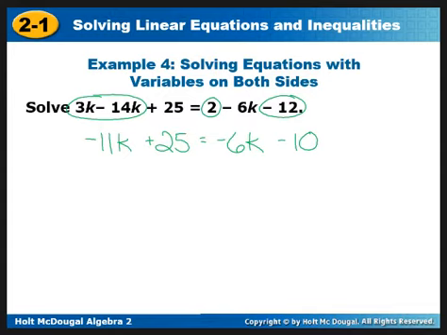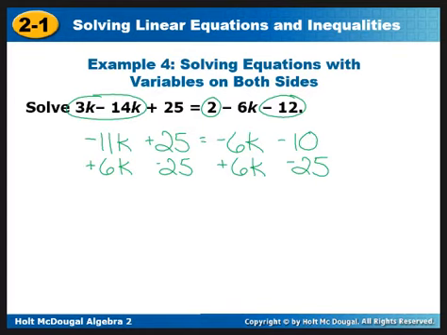Now, like I said, the entire goal of this is to get the variables together on one side of the equation, and then go ahead and isolate them, get them all by themselves. So in this case, I usually like to keep my variables on the left side just because that's typically how we read things. So I'm going to add this 6k, the opposite operation, to the other side. Now some people do this in multiple steps. I usually like to do it all at once. So at the same time, I'm going to move this 25 over to the other side by subtracting it.